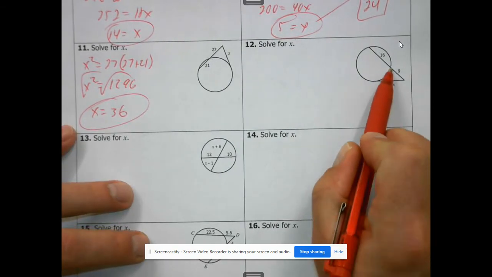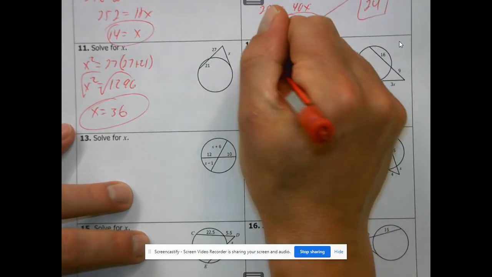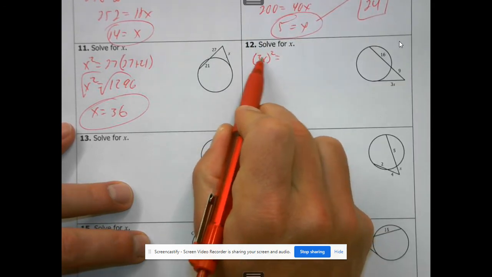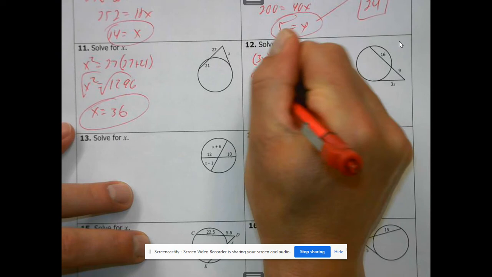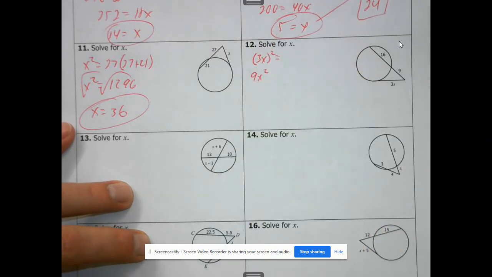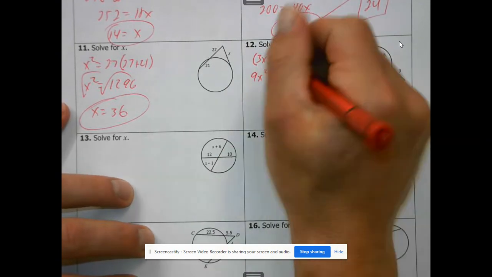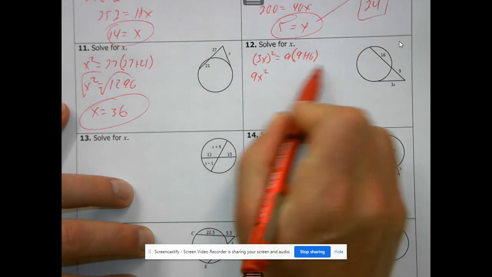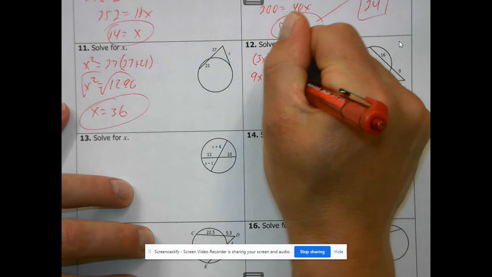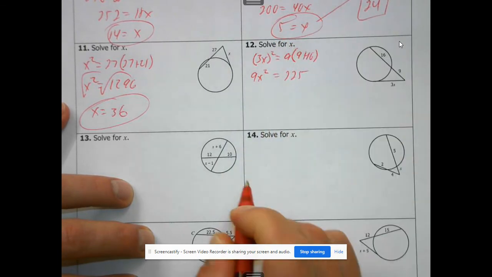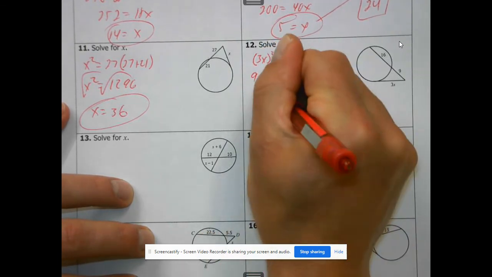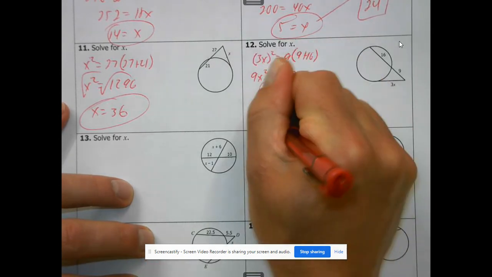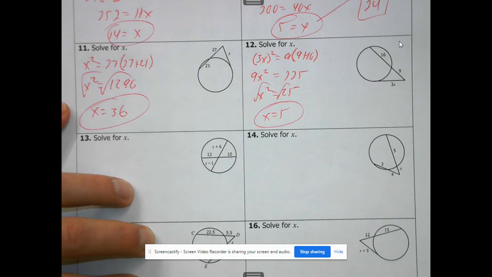Tangent line, secant line, 3x squared. Remember, that square has to hit both those pieces, right? So when I do this, this comes out to be 9x squared equals 9 times 9 plus 16. Type that in. That comes out to be 225. First step, divide by 9. Square root. X is 5.